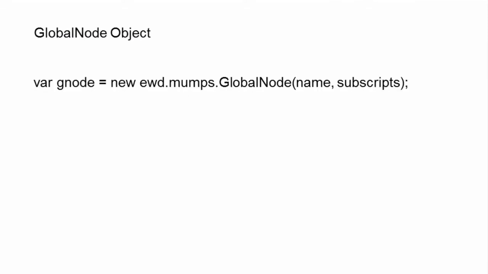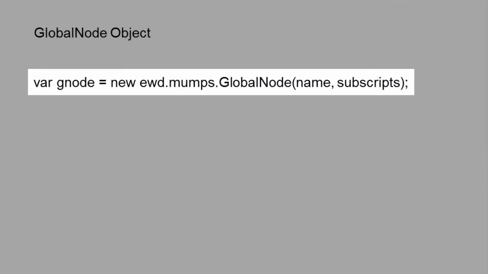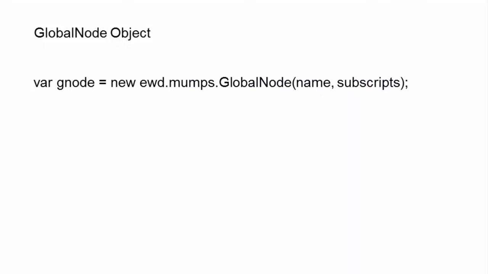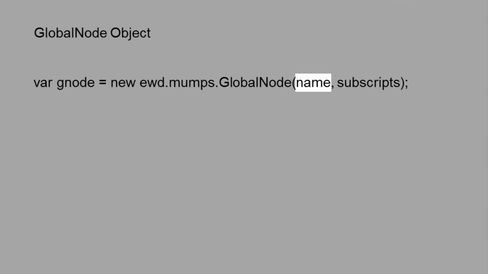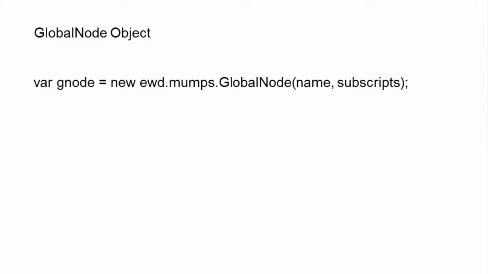The key part of the abstraction is this global node constructor. It takes two arguments, a name defining the name of the global, and subscripts, which is an array defining the subscripts for the specific global node that we're wanting to refer to. Of course, this should be familiar to you from the last section of the course. It's how the cache.node APIs themselves referred to a global node.